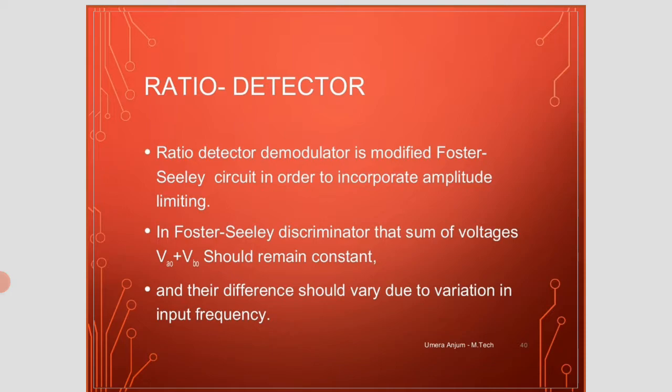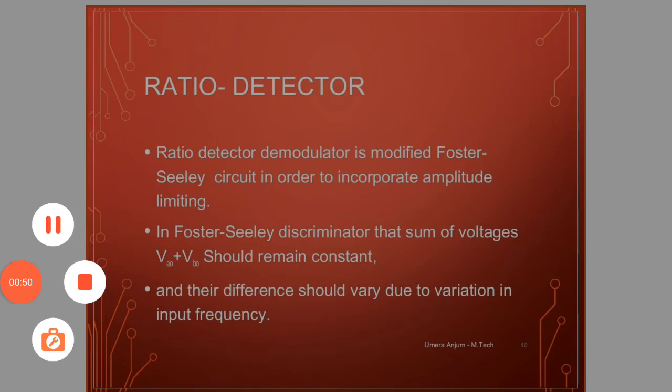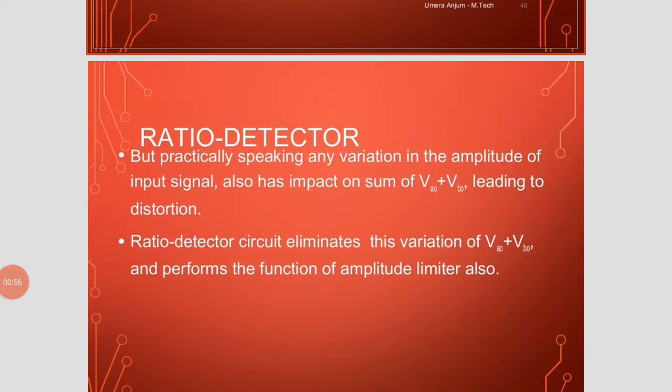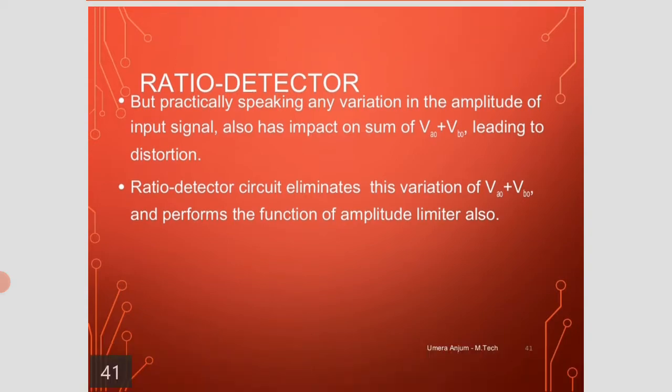In the Foster-Seeley discriminator, the sum of voltages VA0 plus VB0 should remain constant and their difference should vary due to variation in input frequency. But practically speaking, any variation in the amplitude of the input signal also has an impact on the sum of VA0 plus VB0, leading to distortion. The ratio detector circuit eliminates this variation of VA0 plus VB0 and performs the function of amplitude limiting also.